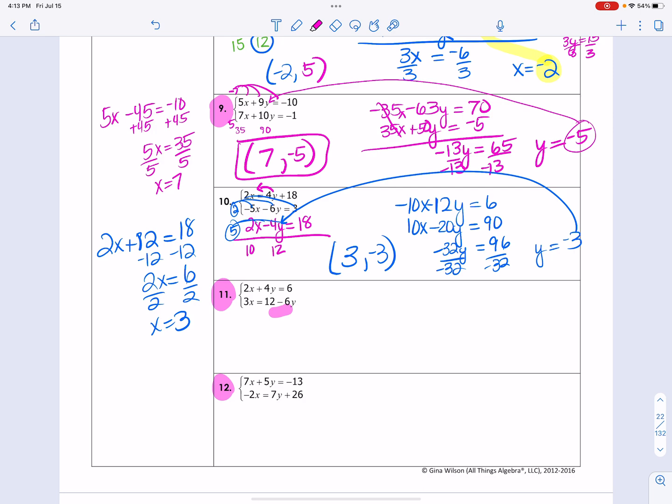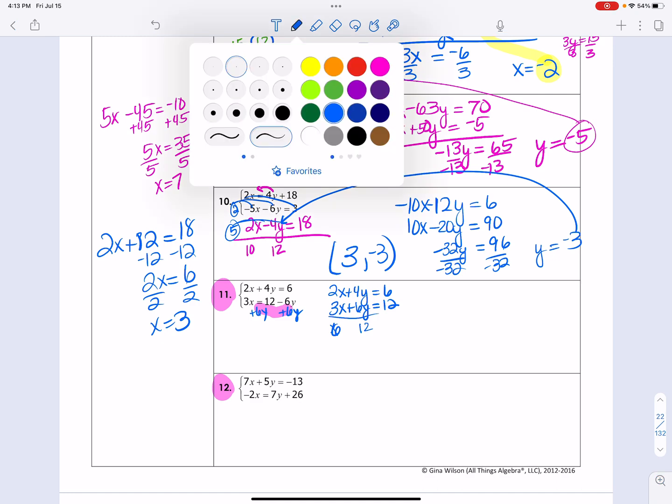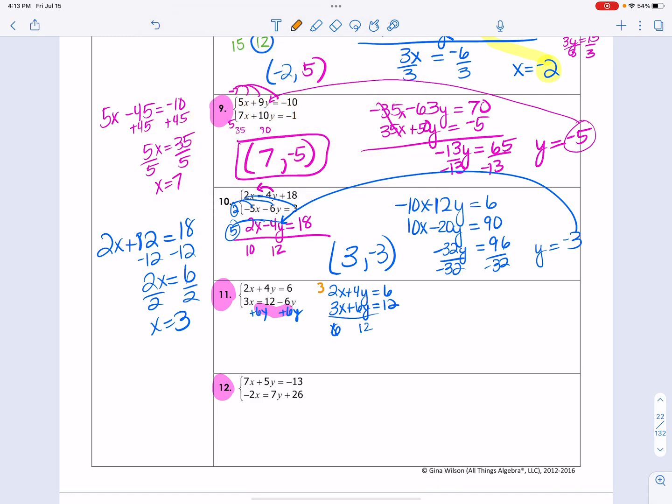So to line this up, I'm going to have to move the 6y over. So I get 2x plus 4y equals 6. That stays the same. Here I would add 6y. So I'm going to get 3x plus 6y equals 12. So I can make my x's 6's or I can make my y's 12's. I'm just going to go with x's 6's because it doesn't matter. So I would times this all by a -3 because the signs are the same.